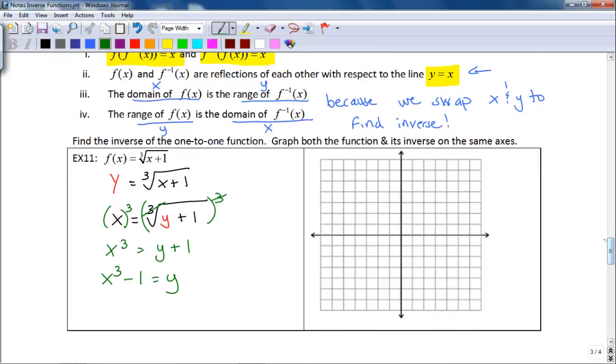Now I need to replace my y with f inverse of x. So f inverse of x is equal to x cubed minus 1. Now let's graph both of them. Start by graphing f of x.